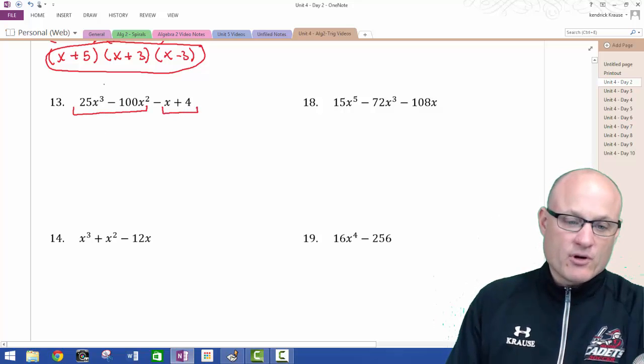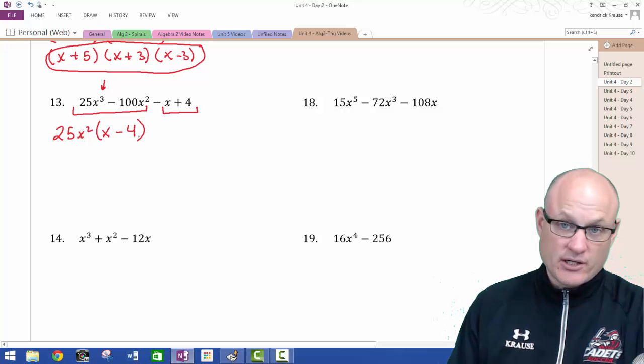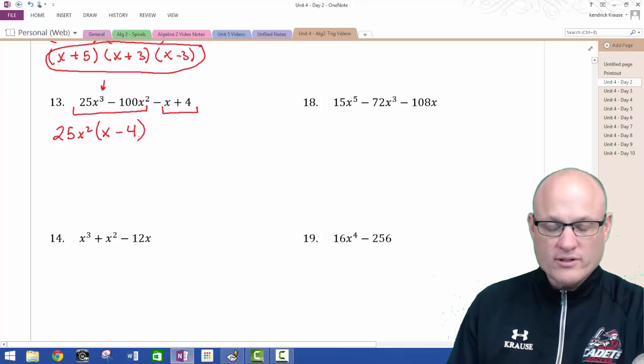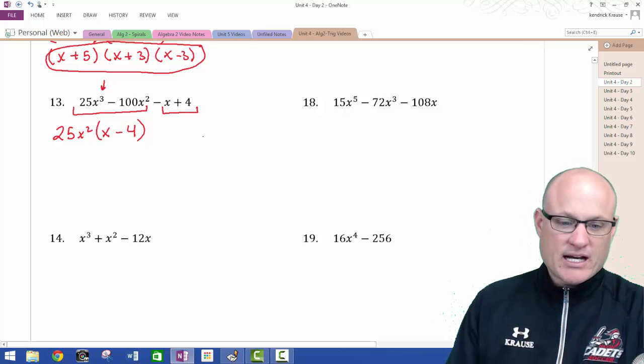I knew I did that one wrong when I had a 4 there, and my degrees weren't exactly right. Kind of messed up. No worries. All right. We're going to take out a 25x squared. And then I'm left with x minus 4, because 25 goes into negative 100 four times. Negative 4 times. I'm going to copy over the negative.